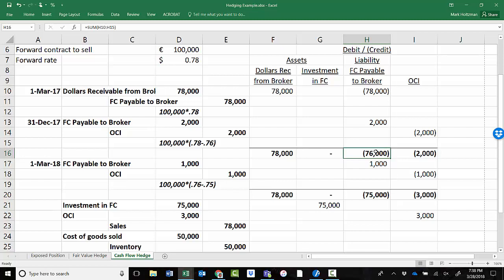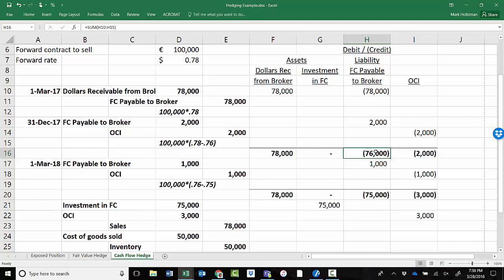So I put the $2,000 credit into the shoebox called other comprehensive income because I'm going to deal with it later. Now it's been marked to market on December 31st. On March 1st, the value of the foreign currency payable to the broker goes down another $1,000 to $75,000. Where am I going to stick it? Other comprehensive income again. So now I've got a $3,000 credit sitting in the shoebox, and I've got a dollars receivable from the broker for $78,000, dollars payable for $75,000.